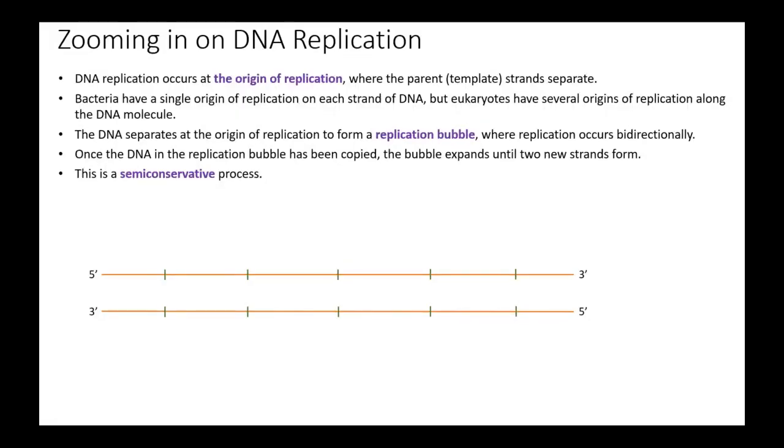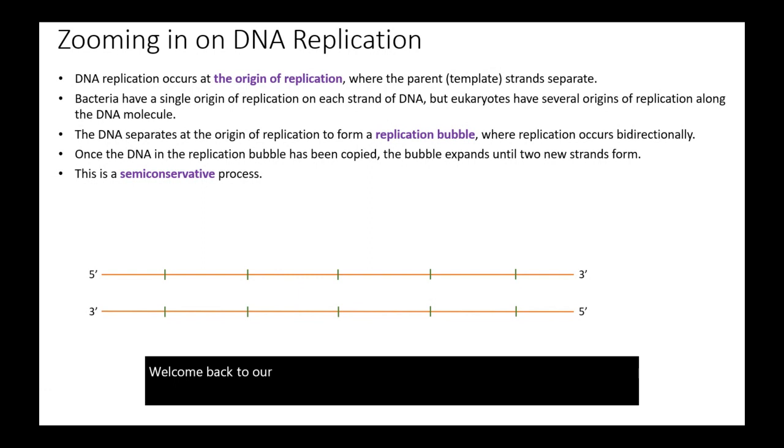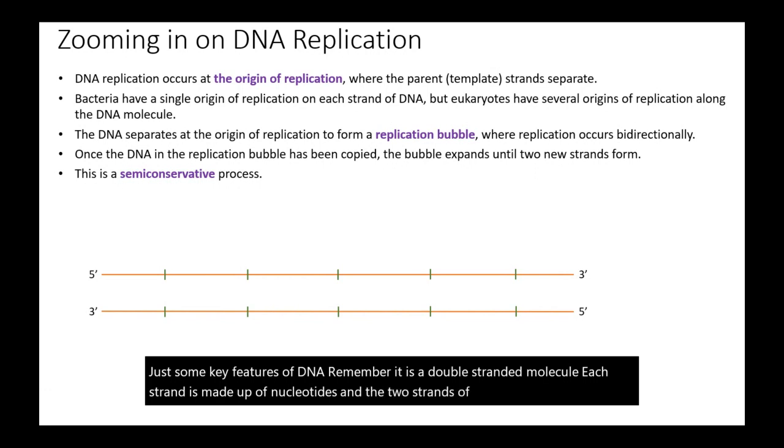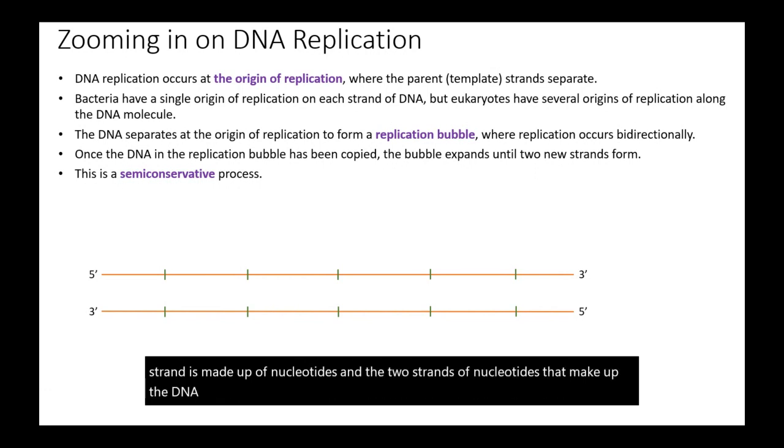Welcome back to our conversation on DNA replication. So far in this video series, we have talked about some key features of DNA. Remember, it is a double-stranded molecule. Each strand is made up of nucleotides, and the two strands of nucleotides that make up the DNA molecule are anti-parallel and complementary to one another.